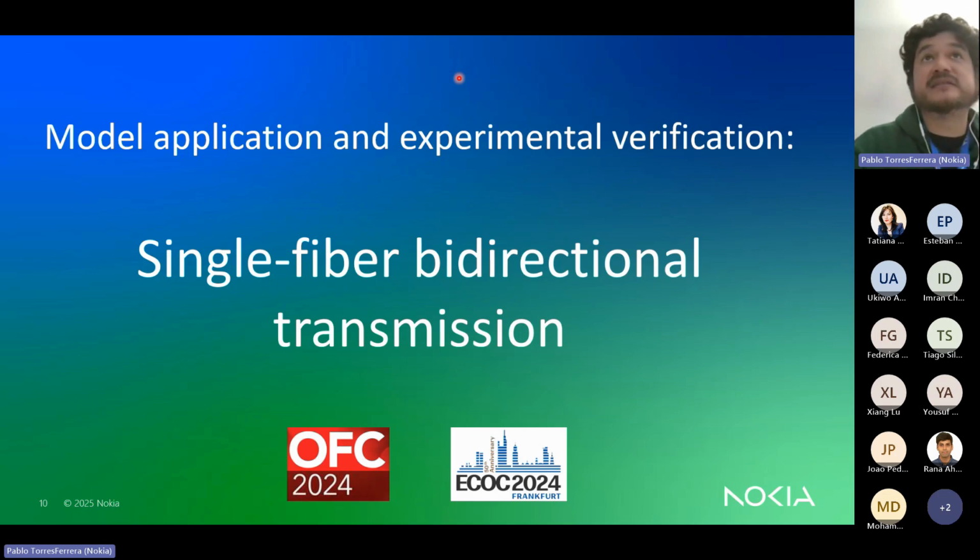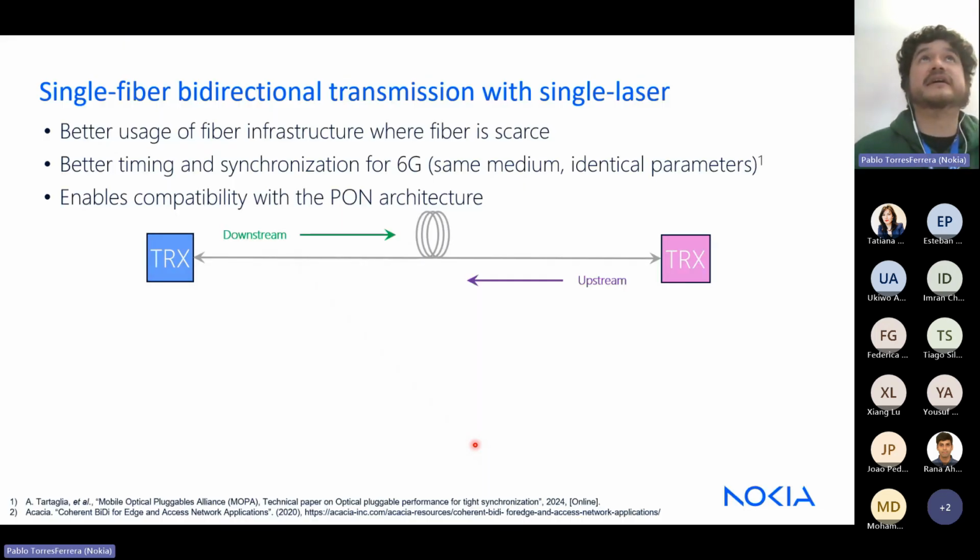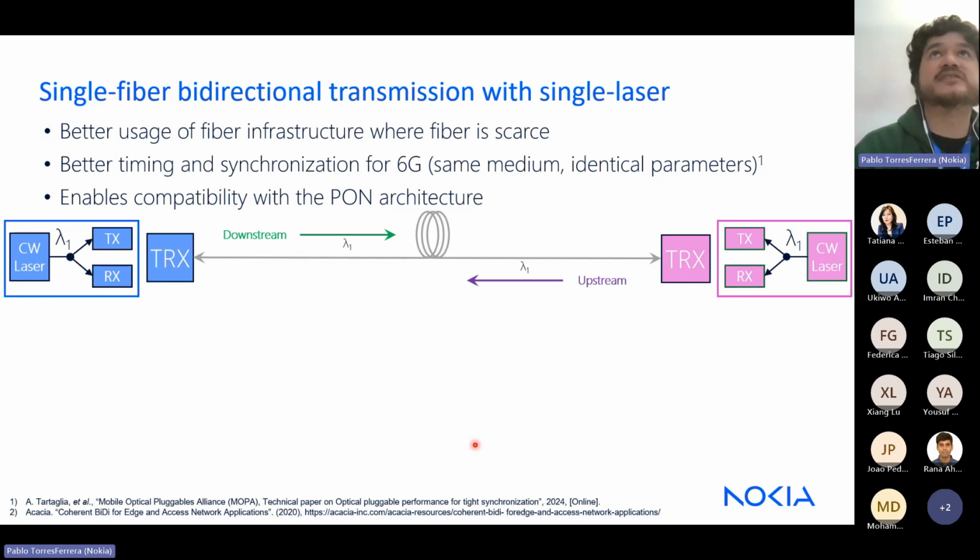So the first topic that we have analyzed, and I'm going to present part of the work that was presented at OFC and ECOC last year by our group, is single fiber bidirectional transmission. I mentioned before that when you introduce coherent technology in the access segment, we have to use the same laser in both directions, which causes reflections coming from, in this case, the downstream. Once we reach the receiver and have the optical to electrical conversion, this is beaten with the upstream, since they both share the same wavelength, and we have an extra interference coming from this reflection from the other direction.